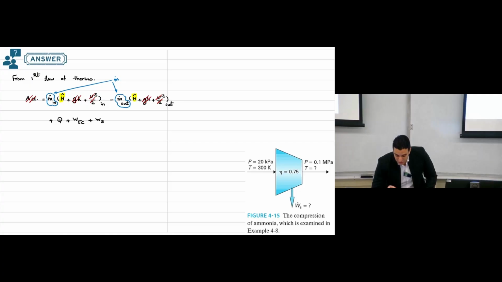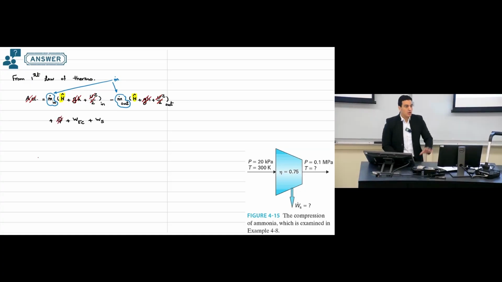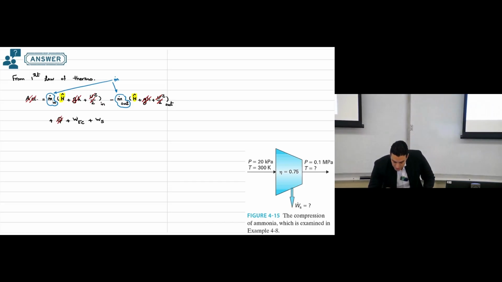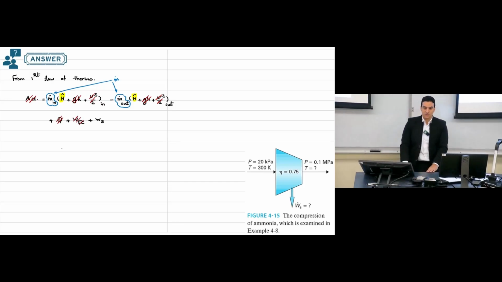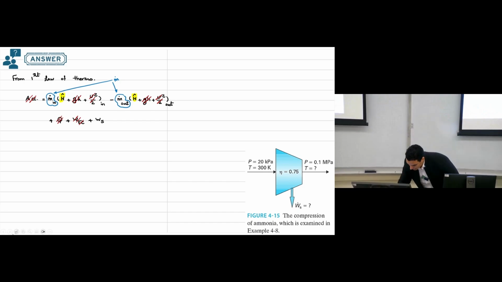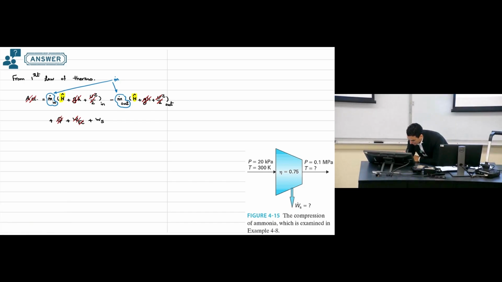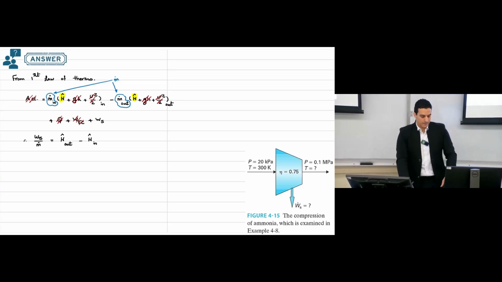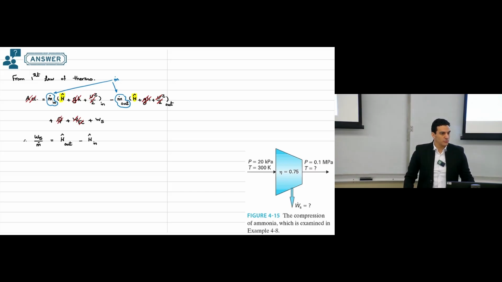It's also given the process is adiabatic, so there is no Q. There is no piston causing any expansion or contraction, so there is no expansion or contraction. So now this equation here, we can rewrite it in this way. We can say then shaft work divided by mass flow rate will be equivalent to the enthalpy of the outlet minus enthalpy of the inlet. Clear? Any questions so far? Okay.